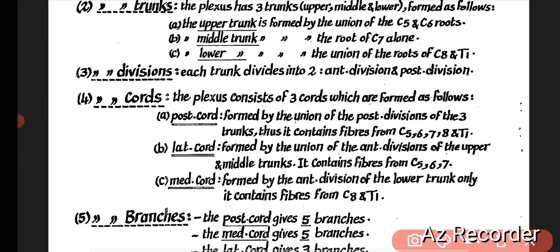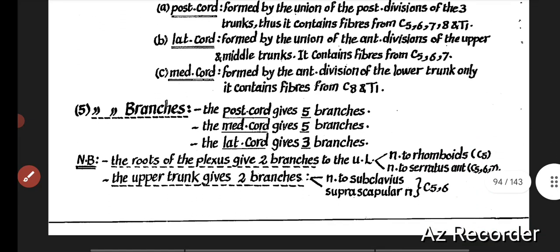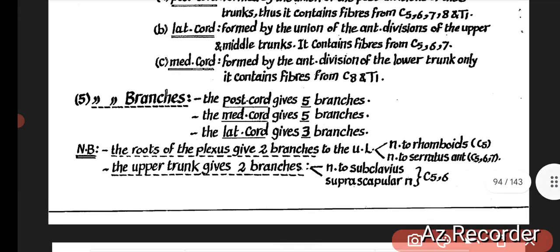Okay, so the next part is the branches. The posterior cord gives five branches, the medial cord gives five branches, and the lateral cord gives three branches. 5:5:3. Posterior cord 5, medial cord 5, lateral cord 3 branches.